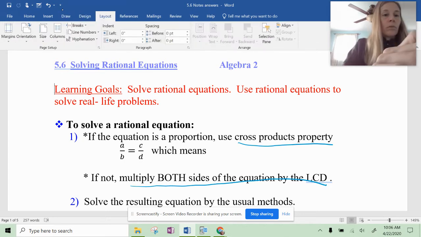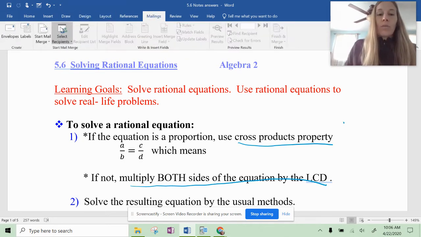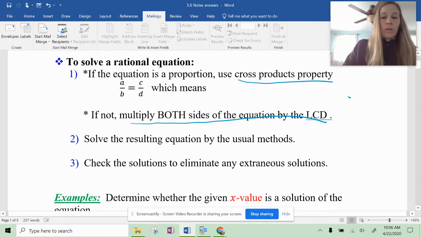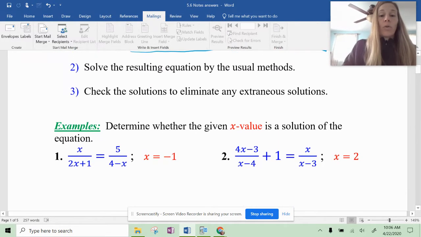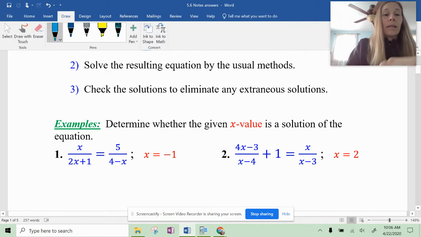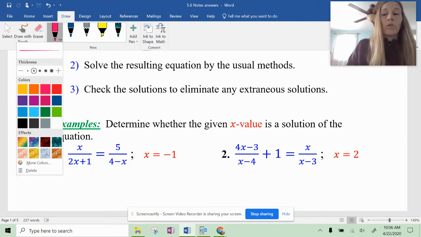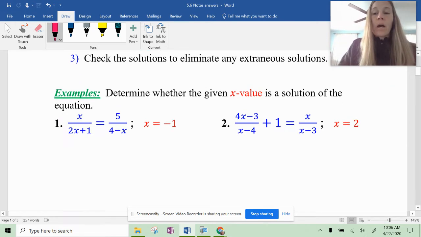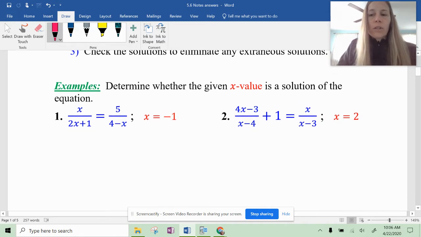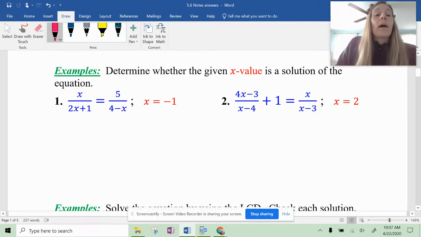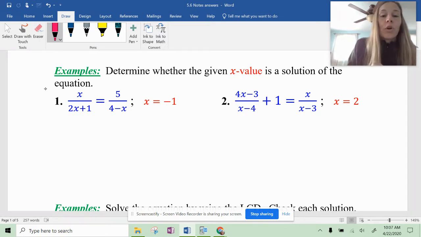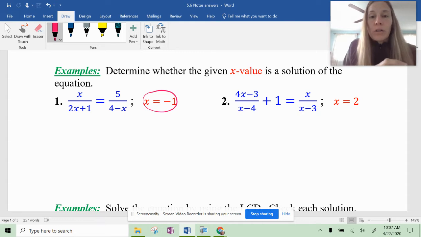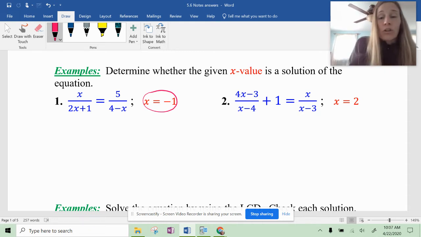And then also checking the solutions to eliminate any extraneous solutions, and those would be solutions that would give you something undefined, and I'll show you what that looks like as we go through. Okay, so first thing, as far as checking extraneous solutions is concerned, you would want to do that when you get your answers. You may have one answer, you may have two answers, depending on the problem. So what you would do is plug that value that you got for x into the equation and make sure that it makes sense.